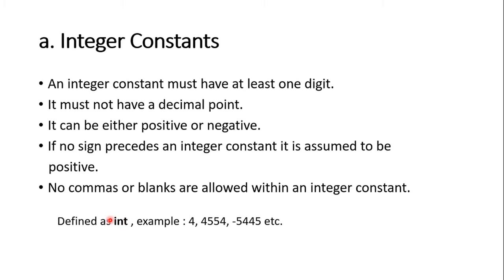In the previous example, when we added two numbers, we declared a and b as int. It means a and b will hold integer constants in C. Examples are 4, 4554, minus 5, 445, etc.